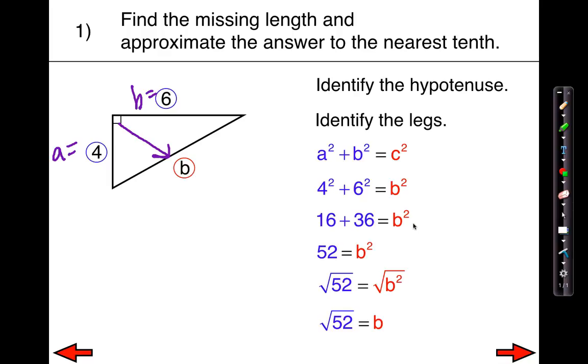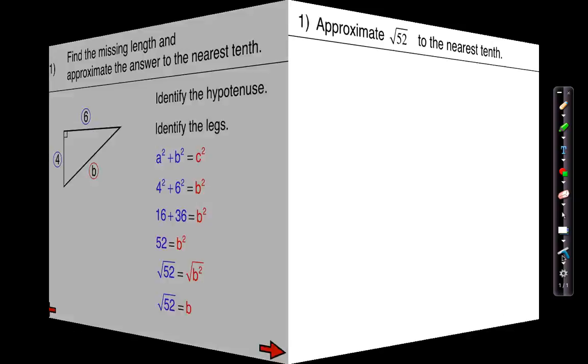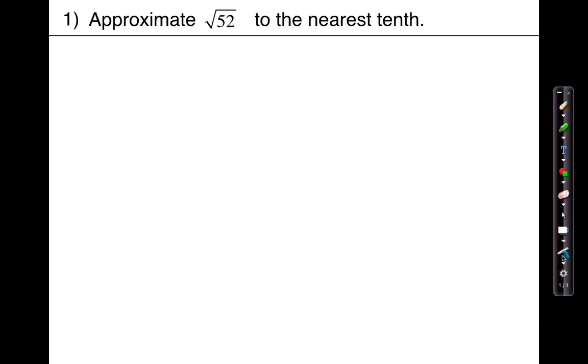Here, just like I said earlier, we're going to be dealing with numbers that aren't perfect squares. What should I do? Well, I'm not sure if you remember from a previous lesson, but we have estimated non-perfect square roots to the nearest 10th. That's what we're going to be working on today. So here we're going to go ahead and approximate the square root of 52 to the nearest 10th.